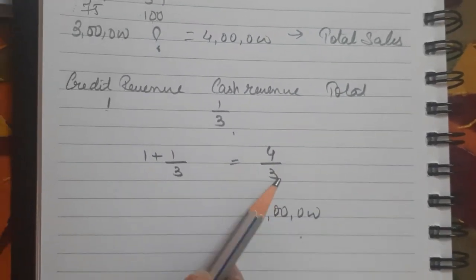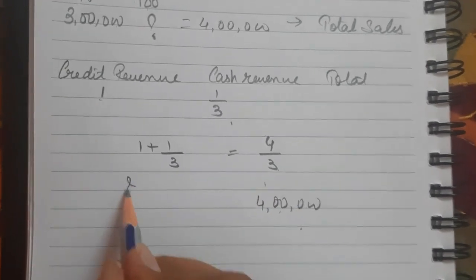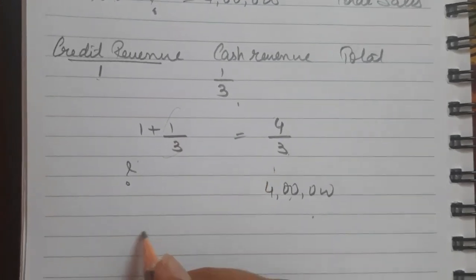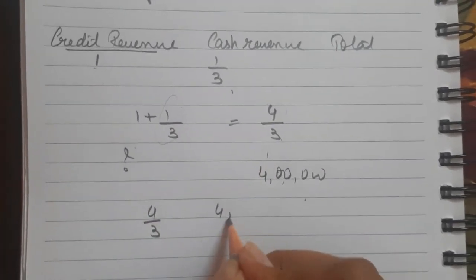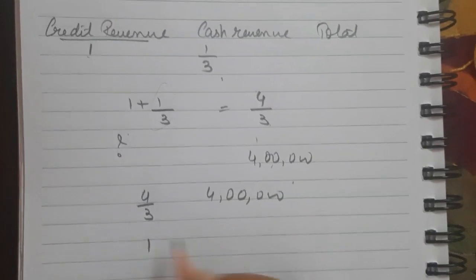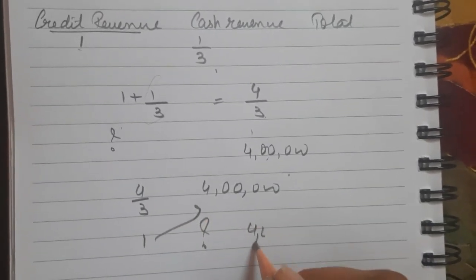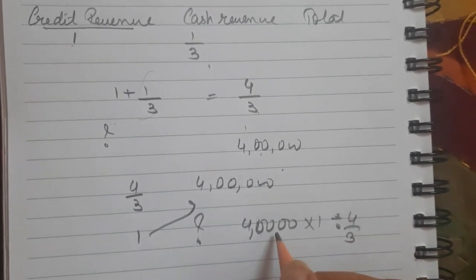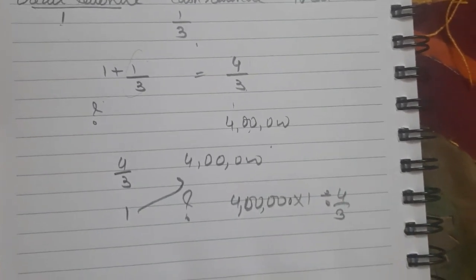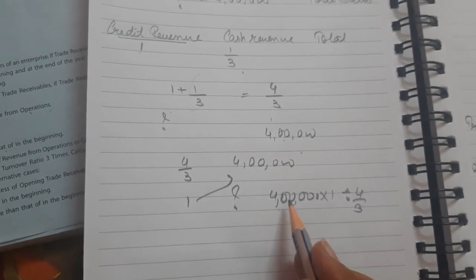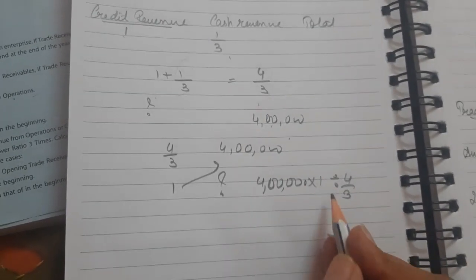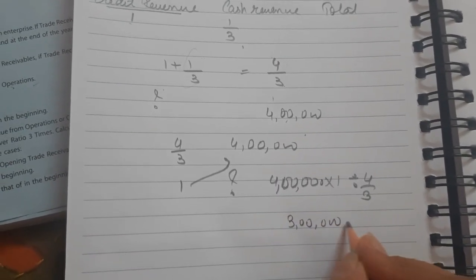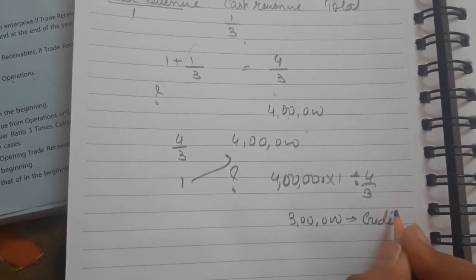So if 4/3 is 4 lakh, what is 1? Why am I finding 1? Because credit revenue is 1. No need to find this 1/3. You can easily find that if 4/3 is 4 lakh, what is 1? So this will be 4 lakh into 1 divided by 4/3, right? You'll get your answer as 3 lakh. So you got your credit sales as 3 lakh, right?